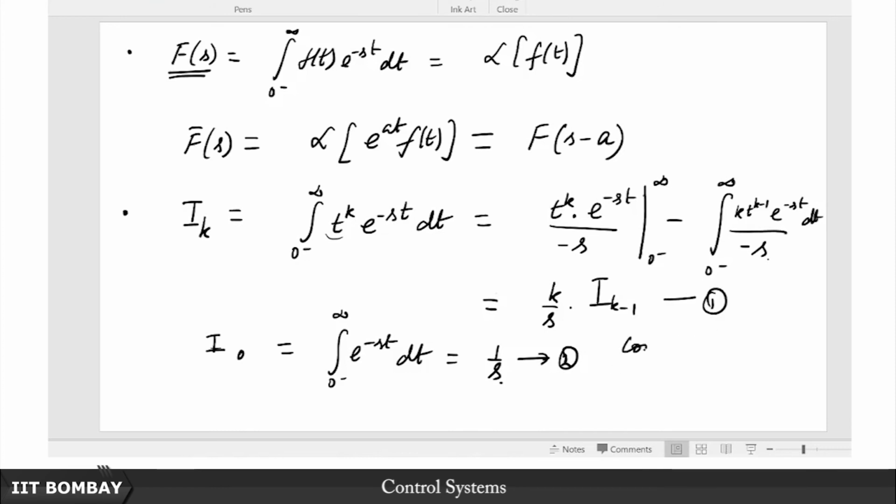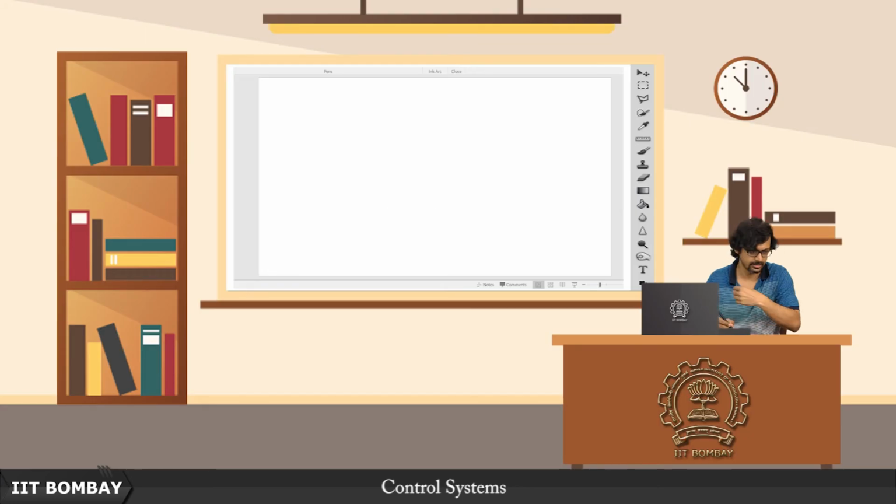So combining 1 and 2, I_k turns out to be nothing but k factorial divided by s^(k+1). This is an important result. Why? Because this will help us in finding the Laplace transform of this and relating it to the inverse Laplace transform which appears in this form. So combining these two properties, it turns out that we will be able to go a lot further than what the table might suggest, okay.